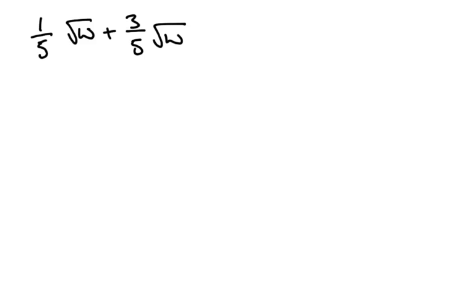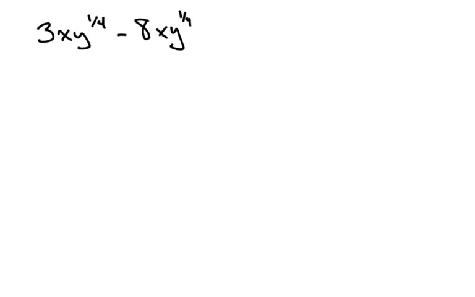We'll even have to do it with fractions. So altogether we have 1/5 square root of w and 3/5 square root of w's. So altogether that's 4/5 square root of w's. Now remember, when we have rational exponents, those are really radicals.